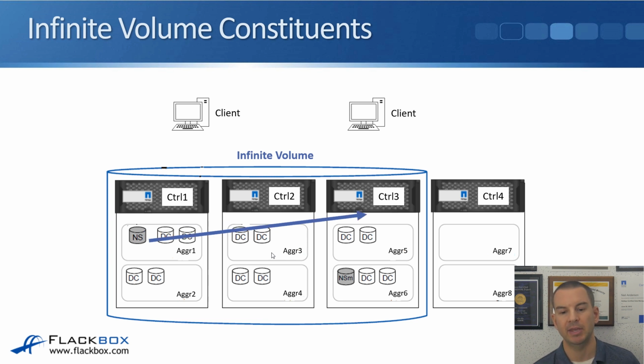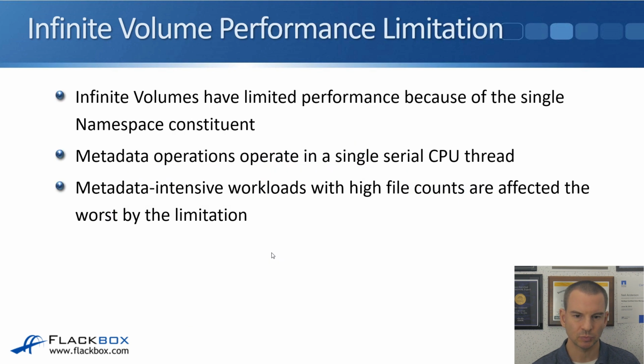It learns that information, and then in this example, it is on aggregate 6, so it gets it from there, and sends it back to the clients. So you're going to have multiple connections happening at the same time, and you can see that the namespace constituent is going to be queried each and every time.